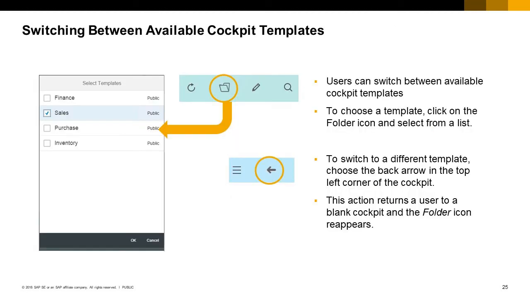Users have the option to switch between available cockpit templates for which they are authorized. To choose a cockpit template, click on the folder icon and select from a list of templates. To switch to a different template, choose the back arrow in the top corner of the cockpit. This action returns a user to a blank cockpit and the folder icon reappears. Users can also modify available cockpit templates for their own user or publish them as cockpits that can be shared by other users.